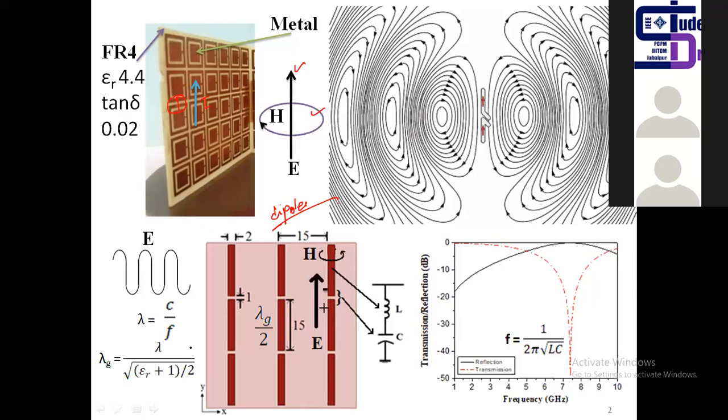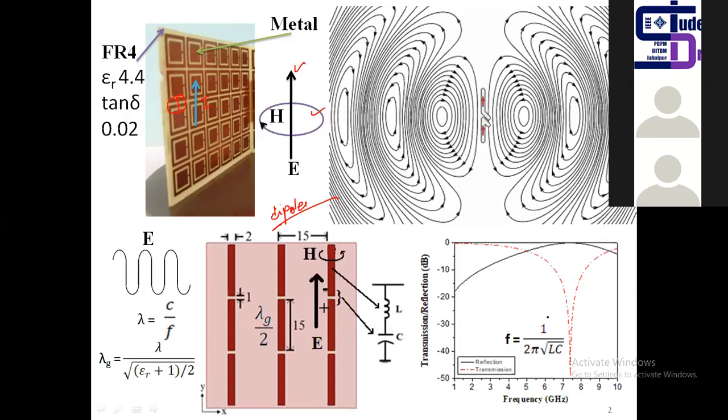You can get the concept of guided wavelength from waveguides. So it's related to the substrate, which is having some dielectric constant. If you know the dielectric constant, you know that guided wavelength. So basically what it will do is, when the electric field and magnetic field impinge on the surface, it will resonate, and it will resonate with maximum current when the frequency is compatible to the length of this structure.